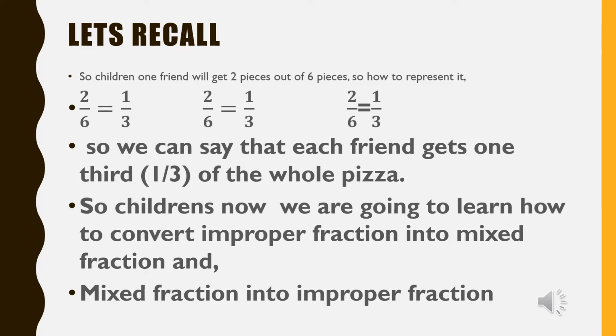So children, one friend will get 2 pieces out of 6 pieces of one pizza. So 2 upon 6, that means if I divide 6 by 2, I will get 3. So 2 upon 6 is simply 1 upon 3. So I can say that each friend gets one third of the whole pizza. So the 2 pieces of 6 pieces I am telling you about were actually part of one whole pizza. So I can say that one friend got one third of the whole pizza.